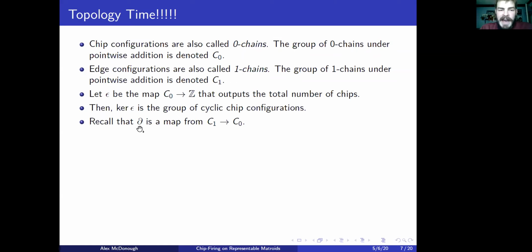We have this map, the boundary map del from C1 to C0. So we get this pair of maps that takes us from C1 to C0 to the integers. And we already observed that the image of del is contained in the kernel of epsilon. The way we did that is by saying that the boundary map always maps to cyclic chip configurations.